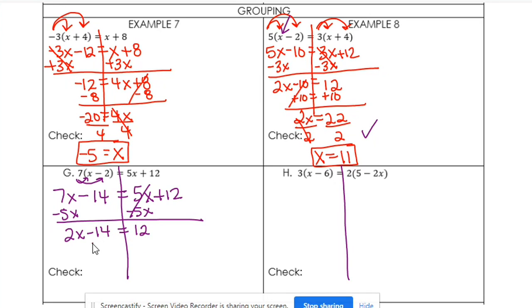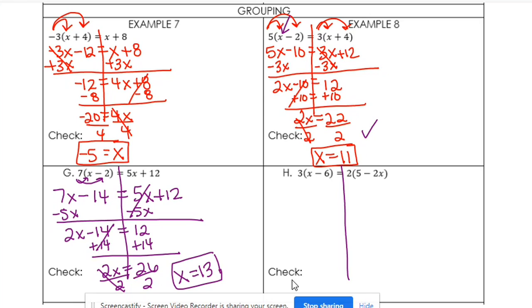Constants on both sides, so we're going to move the one that's on the side with the variable by adding 14. 14 minus 14 cancels. We're left with 2x, and 12 plus 14 is 26. Last step, divide by 2, and 26 divided by 2 is 13.